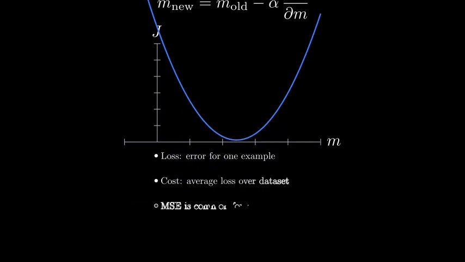To summarize, the loss measures error for one example. The cost averages that loss over all examples. For regression, we often use mean squared error. We search for parameters that minimize the cost, commonly using gradient descent. Lower cost means better predictions.